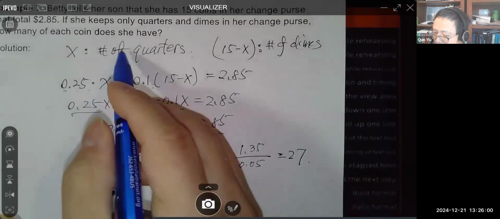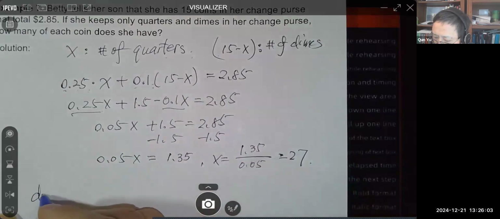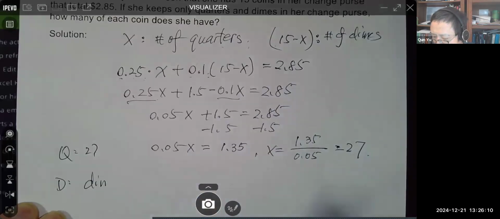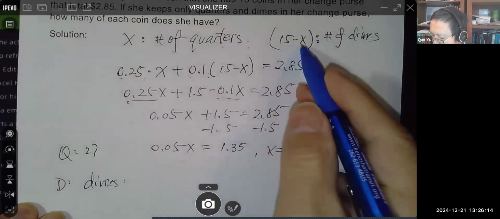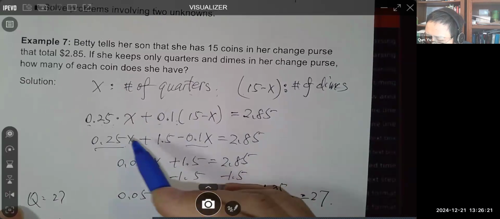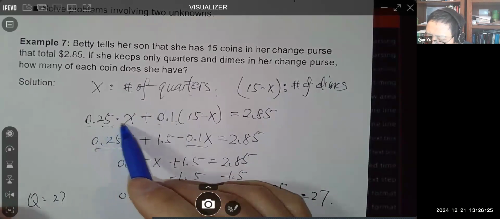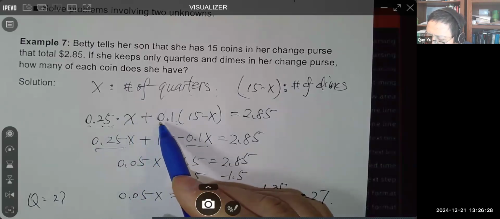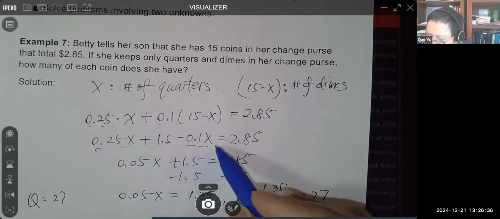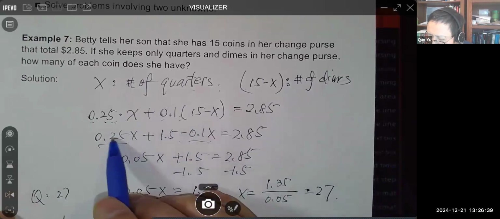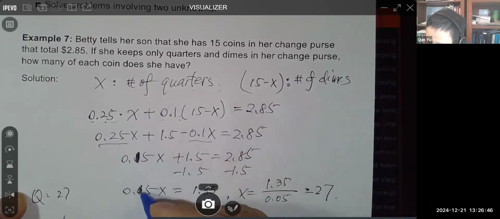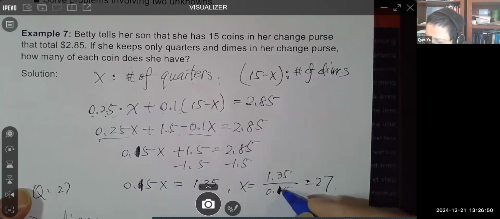So we have 27 quarters, since we used x to represent quarters. How about the number of dimes? Quarters, okay, 27; dimes is 15 minus, well, something is wrong apparently. Total coins is 15. Let's check my calculation. 0.25x plus 0.1 times 15, that's 1.5, minus 0.1x, that is correct. And 0.25 minus 0.1, that's 0.15. That's my bad, apparently. I'm too confident. That's the problem sometimes.